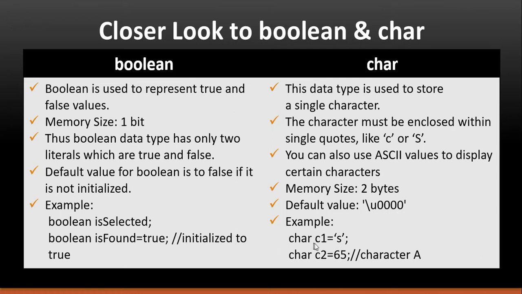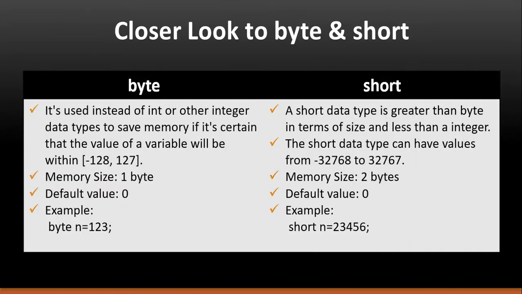Then here are the few examples. I have declared variable C1 which is holding single character S in single quote. Another variable I have declared, C2, which is holding 65, which is nothing but ASCII value of character A. Next we have byte and short data type.